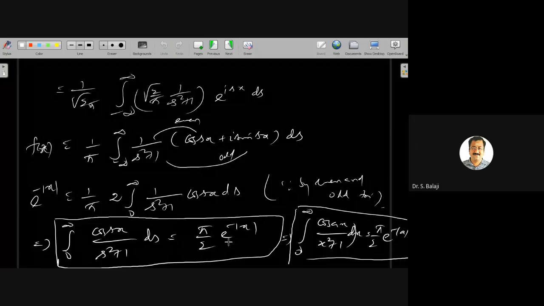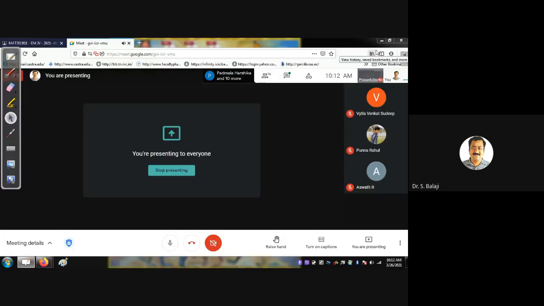Okay, right. Suppose if you replace like this here, s by x, x by a, then you can get cos ax by x square plus 1 dx is equal to pi by 2 e power minus a. Pi by 2 e power minus a.